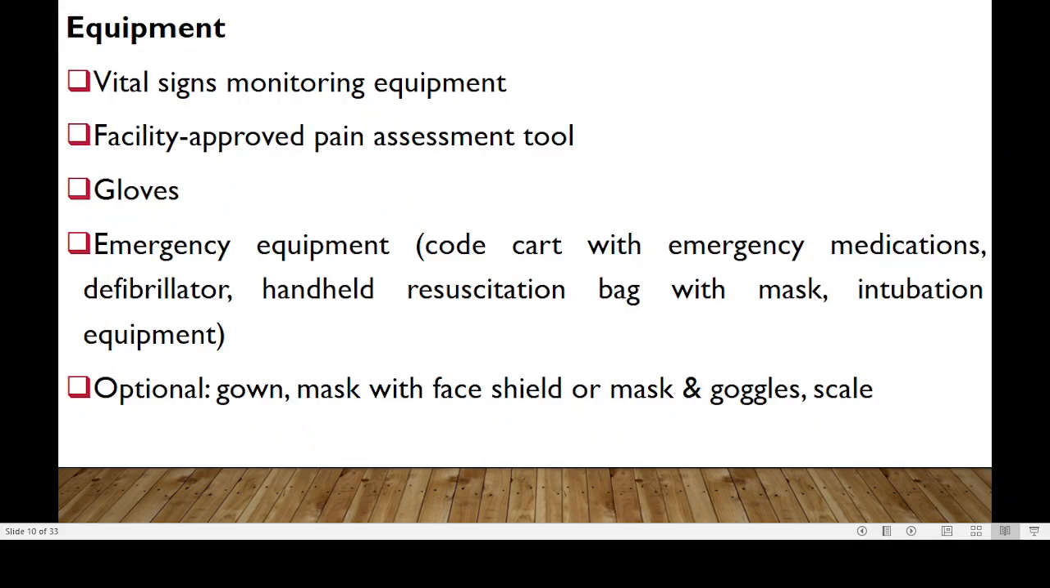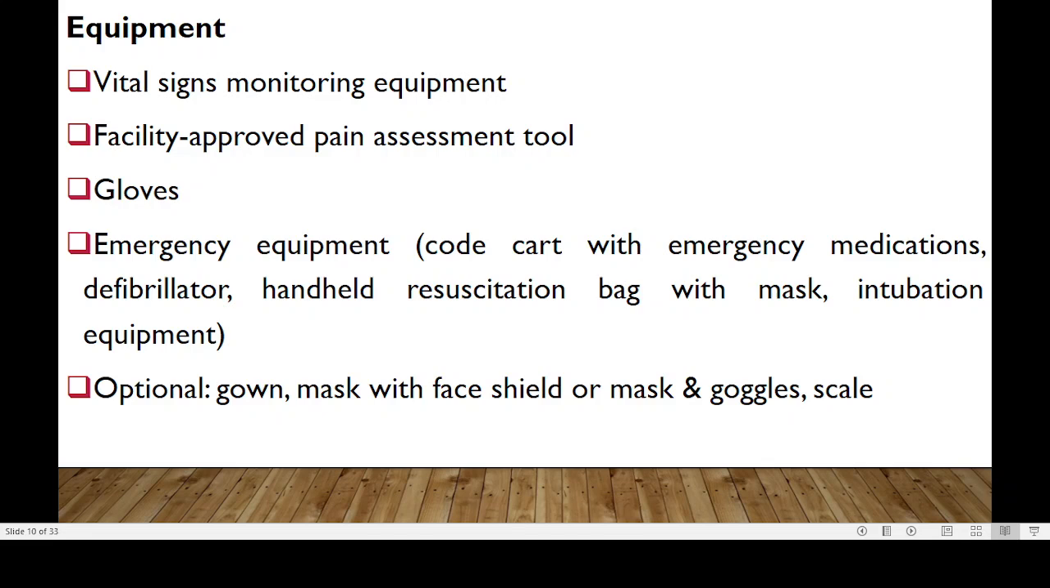So in carrying out a triaging process, a triaging session, you need to have a vital signs monitoring chart, equipment, and also a facility-approved pain assessment tool. You need gloves, and you need emergency equipment, so the code cart with emergency medications like atropine that you have to use in the case of bradycardia. We have adrenaline as an inotropic agent. We also have salmeterol in the case of an asthmatic attack and several other drugs.